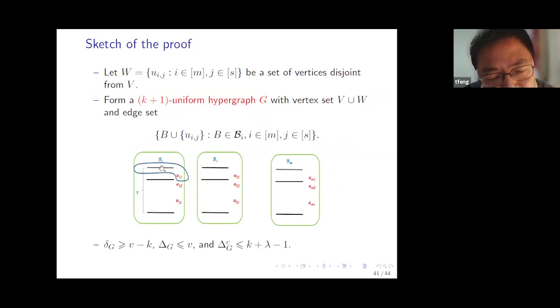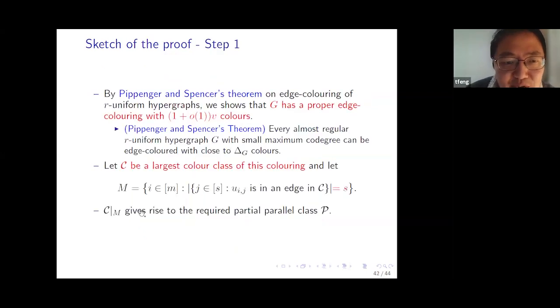For example, the color class contains S edges in the first orbit. Then we take this orbit. Maybe our largest color class can only contain S minus 2 or S minus 3 edges. In this case, we drop this base block orbit. Anyway, we can only take this one. The color class C restricted on M gives rise to the required partial parallel class P. This is the first step.